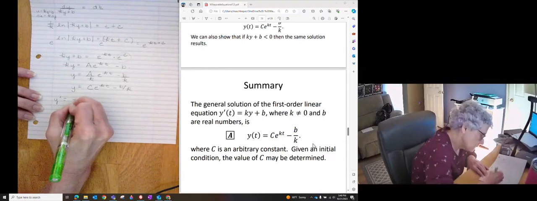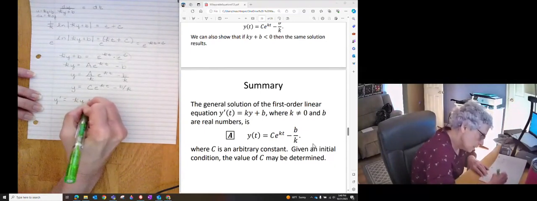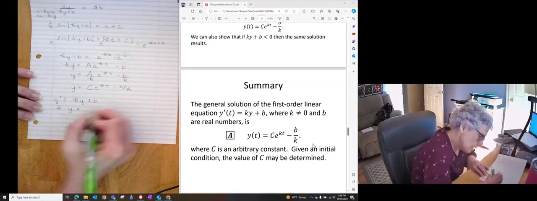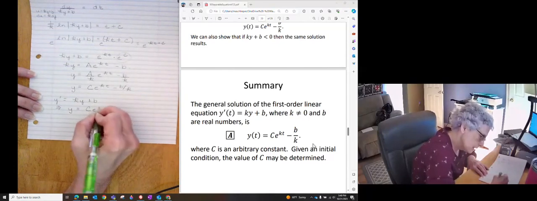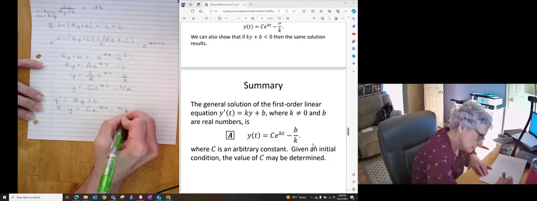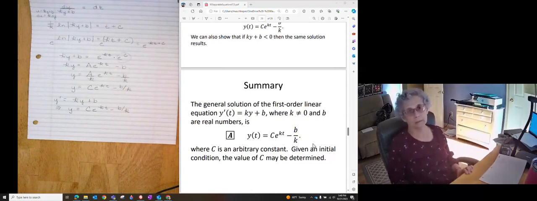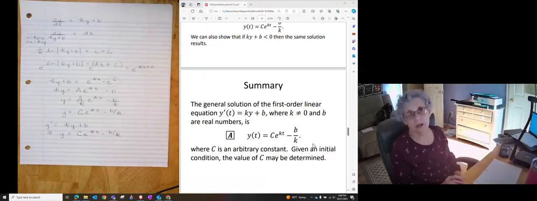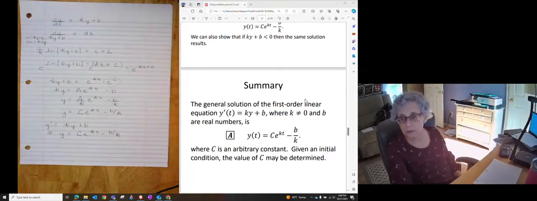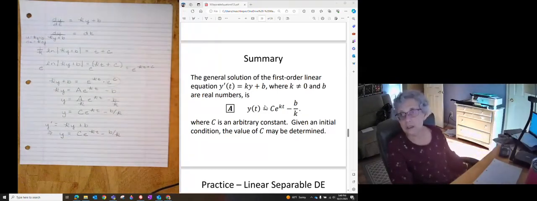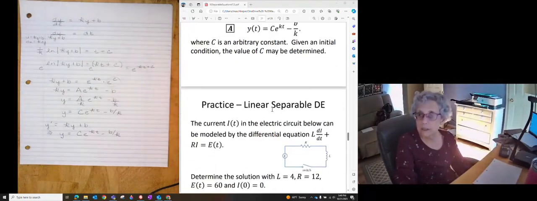So, if y prime is equal to ky plus b, then y is equal to C e to the kt minus b over k. You can memorize that, and then you don't have to go through and solve that linear separable differential equation over and over again. You'll often be given an initial condition, and then you can figure out what your C is.